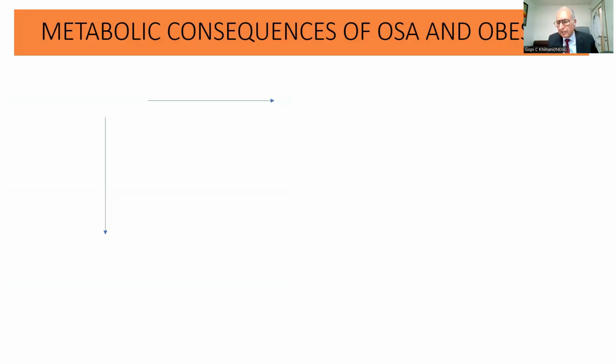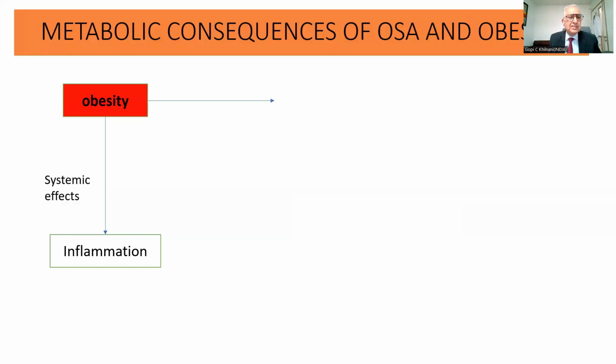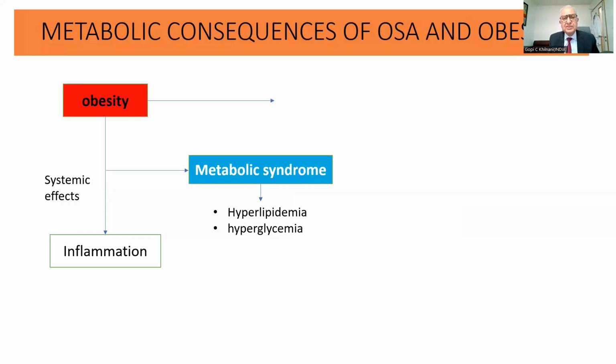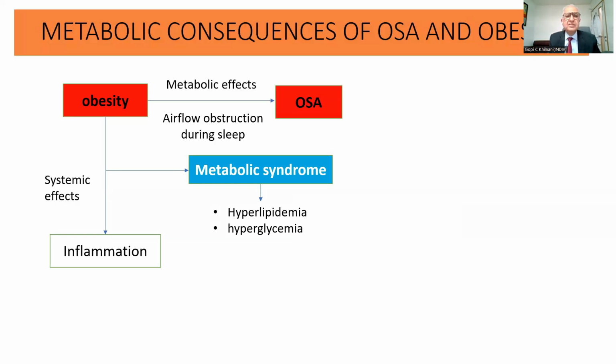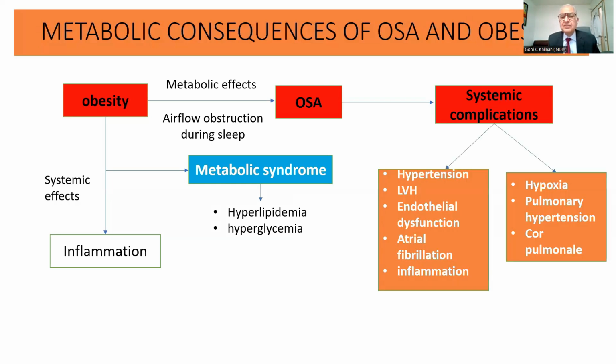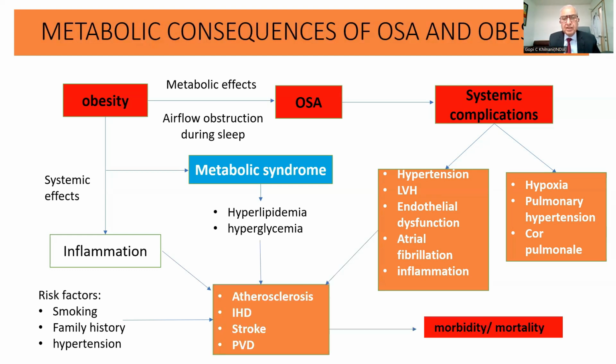But that's not enough. There are metabolic consequences, which are very important, which lead to a reduced lifespan. So if there is obesity, it leads to systemic inflammation. There is metabolic syndrome associated with it, which includes hyperlipidemia and hyperglycemia. And there are systemic complications in the form of hypertension, left ventricular hypertrophy, endothelial dysfunction, atrial fibrillation as a very important association, and inflammation, and it leads to obesity hypoventilation syndrome, pulmonary hypertension, and cor pulmonale. And ultimately, what it leads to is atherosclerosis, ischemic heart disease, peripheral vascular disease, leading to high morbidity as well as mortality. So not only is the quality of life affected, the span of life is also curtailed.